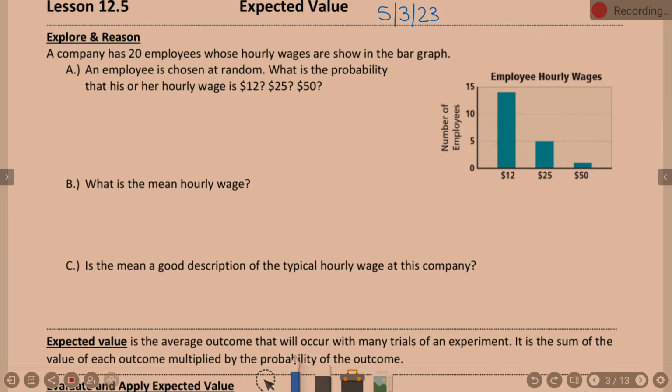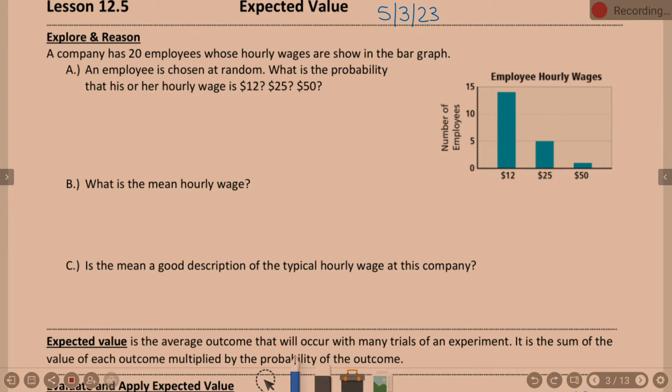12.5, expected value. We're still talking probability, but we're using probability to find the expected value of something. So given that you have a probability of something happening, what does that make the expected value or possible outcome there? So to get us into the right mindset here, let's look at this first one.